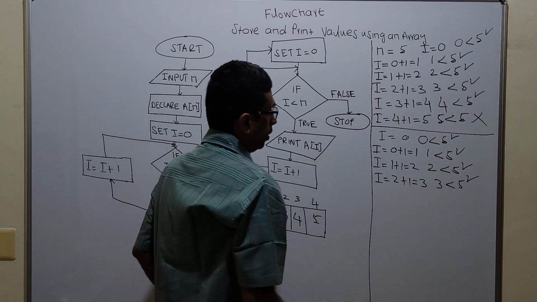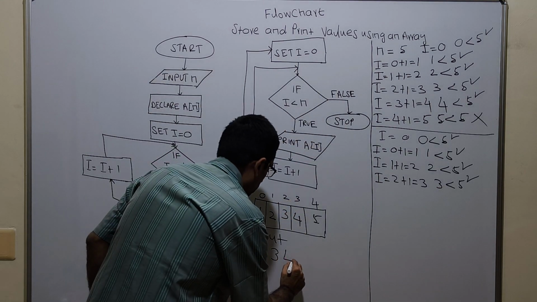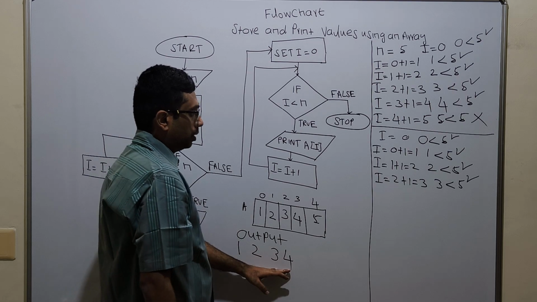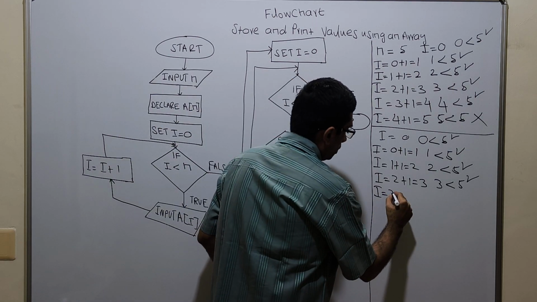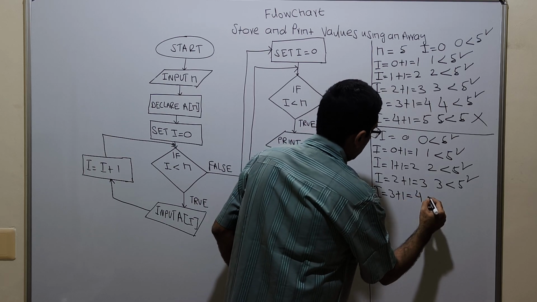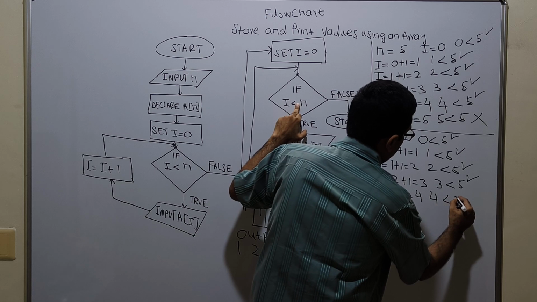Now to print a of I. What is the value of I? I equal to 3. A of I, A of 3. What is the value? 4. 4 will get printed as an output. Now I am incrementing I by 1. I equal to 3 plus 1, which is equal to 4. Okay. And check the condition. I less than n. 4 less than 5.